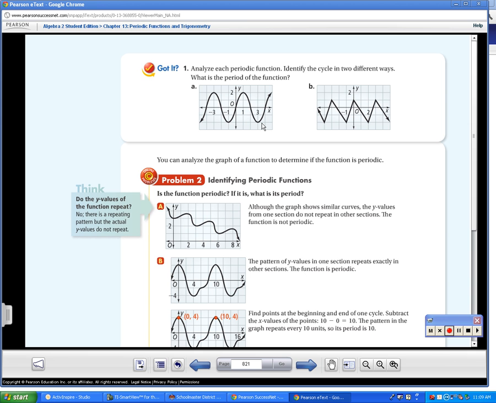All right, how about this one right here? What's the period of this one? 3, good, because if I go from this high point to that high point, I have to go 1, 2, 3 to get to them, or you can do the low points if you want.